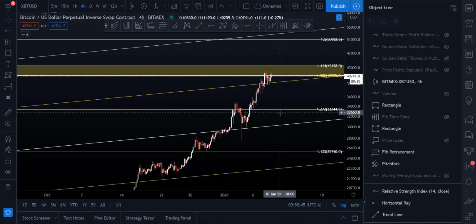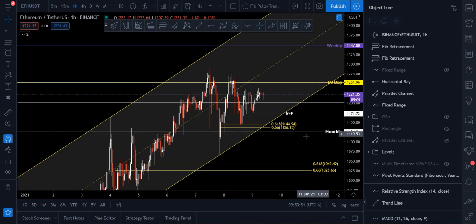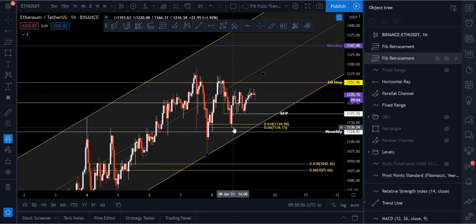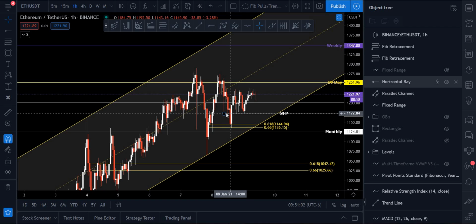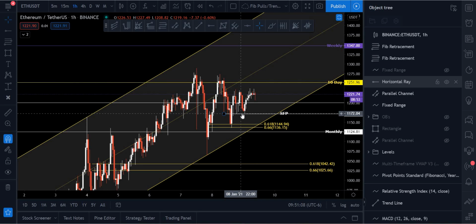So let's take a look at a couple different coins. Let's look at Ethereum real quick here. So Ethereum, I was tinkering a little bit with fixed range, but what I'm looking at on Ethereum is we had a really nice bounce out of the golden pocket here, and then at the time, this was actually a swing failure pattern right here, and then up it went, and we took that to the highs there.